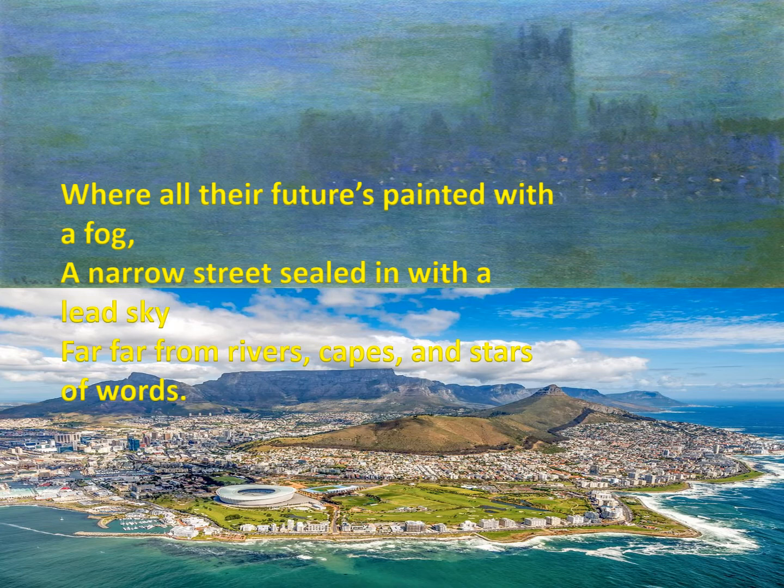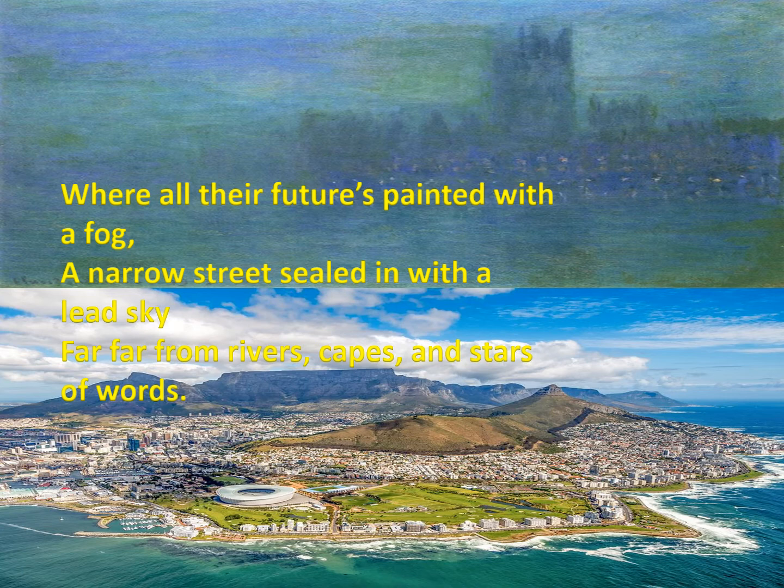And the lives of these children, it seems, are narrow streets. Why? Because they don't know what is going on. They don't know how to come out of that situation. And the lives of those slum children are covered up with the lead sky, that is, the dullness. Already they have a narrow street, and that too is covered with the lead sky, the dullness, because they don't know how to come out. And obviously, their lives are totally far away from rivers, capes, and stars' words.